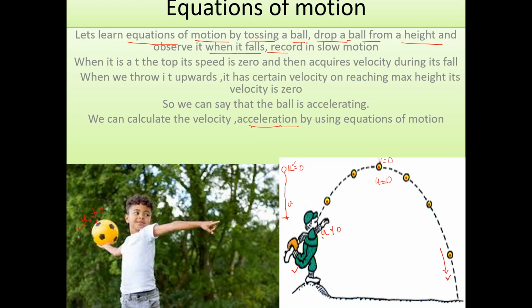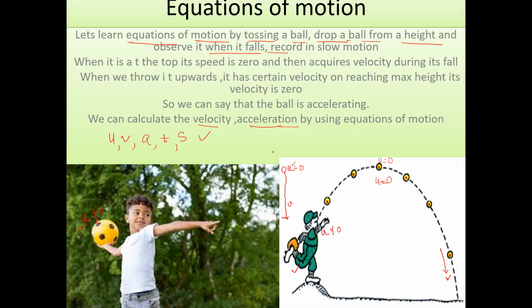Here you cannot find out the velocity, final velocity or initial, just by observing the motion of the ball. So how can you find out? How can we calculate this velocity? You can find out the acceleration, initial velocity, final velocity, time, in how much time it returns back to the ground, and total distance covered. We can use these equations of motion.